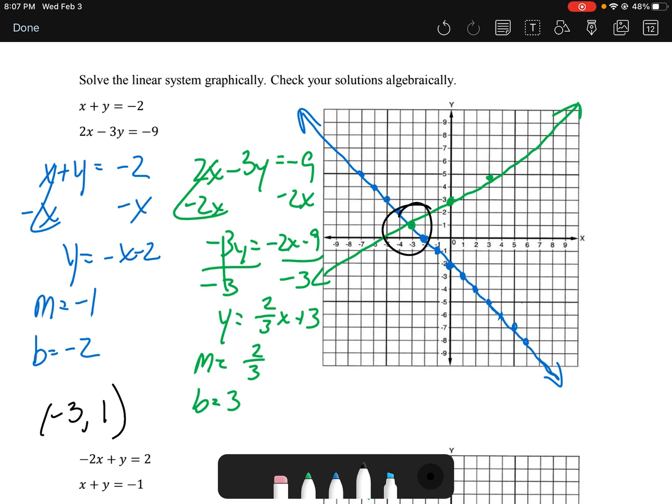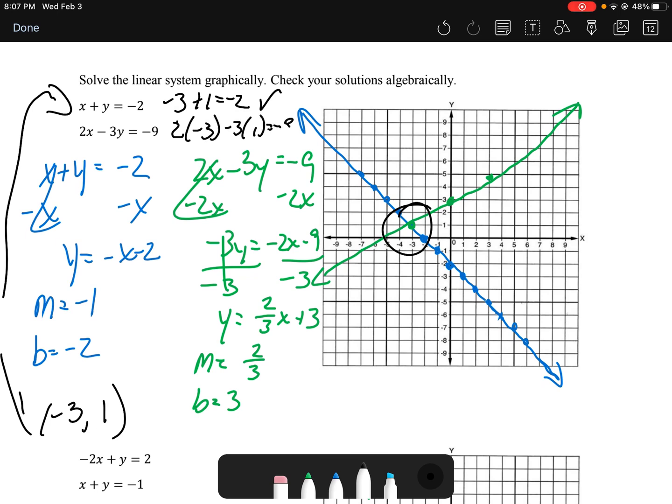However, I could have messed up somewhere, so let's check it algebraically by substituting it back into the originals. The first one is x plus y equals negative 2. So I'll check negative 3 plus 1. Does that equal negative 2? Yes, it does. And for the second one, I have 2 times negative 3 minus 3 times 1. Does that equal negative 9? Yes, it does. Write them in slope-intercept form, graph them, see where they intersect.